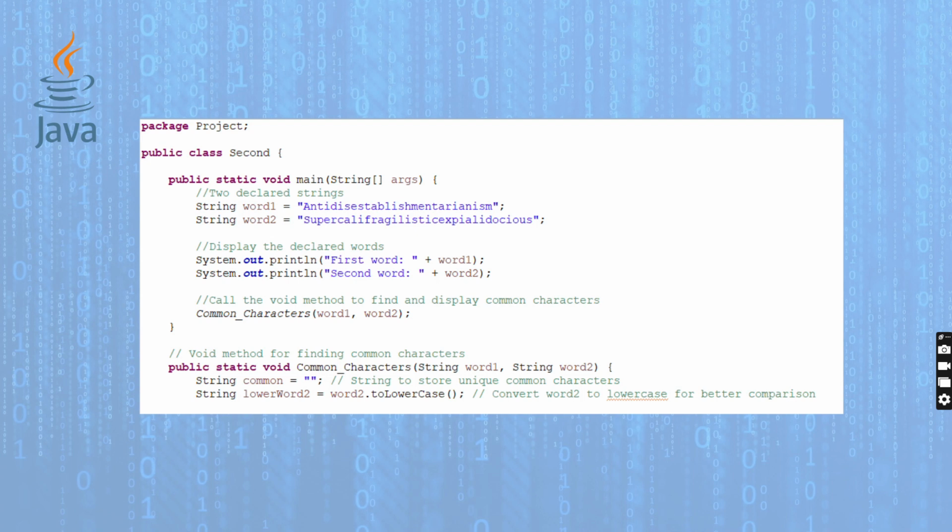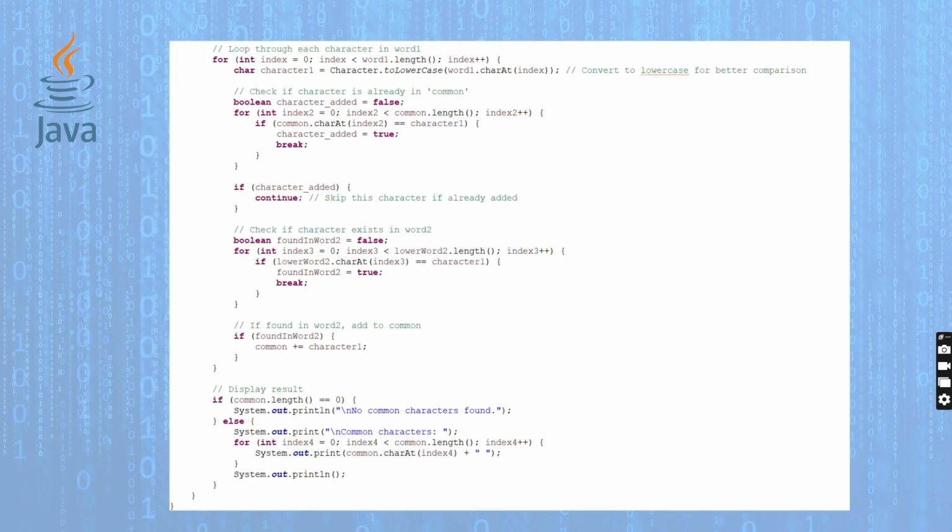Next, I call a custom void method called commonCharacters, passing both strings as arguments. Inside the method, I initialize an empty string named common, which is used to store unique characters found in both words. I also convert the second word to lowercase to make sure that comparison between characters is case insensitive.